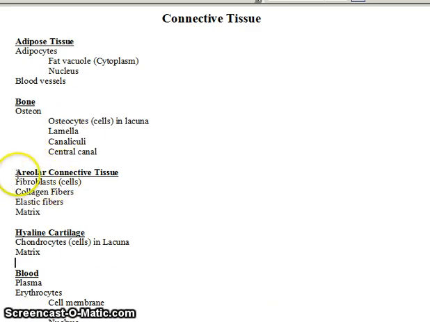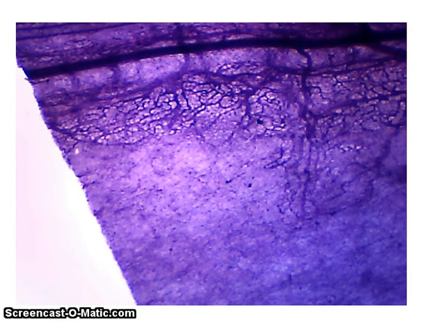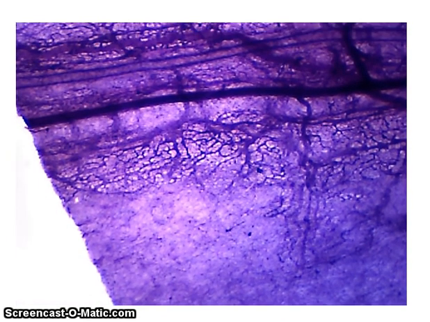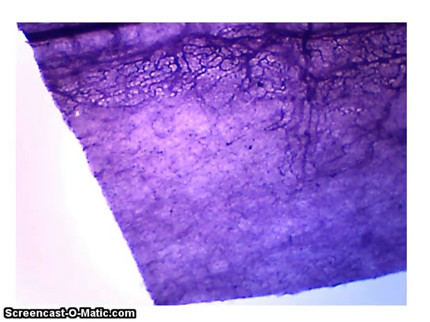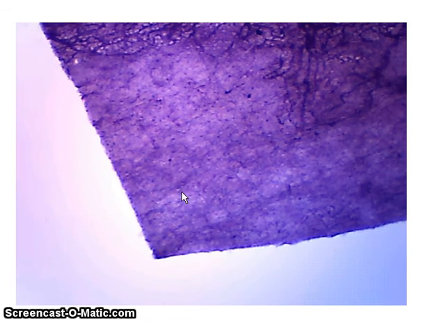Next, I want to take a look at some areolar connective tissues, and we've got a few different structures to learn with this tissue. So here I am at 40x, and first of all we need to find the areolar tissue on this slide. And so this down here, it looks kind of like tissue paper. This is the areolar tissue that we want to look at on this slide. So let me go up in power.